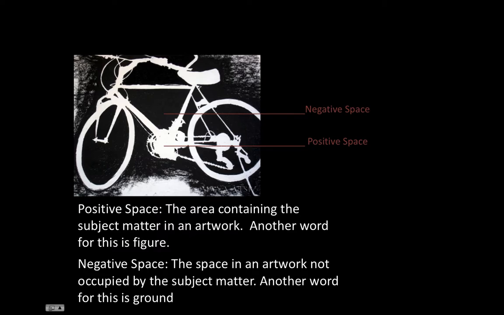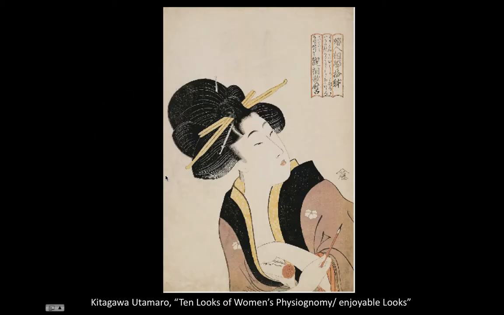So here are the white areas. That is the positive space. That is the actual object that we're looking at. Another word for this is the figure. This is the figure. The background right here, that is the negative space. Another word for that is the ground.